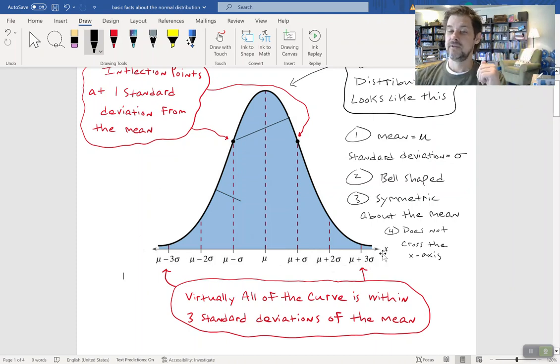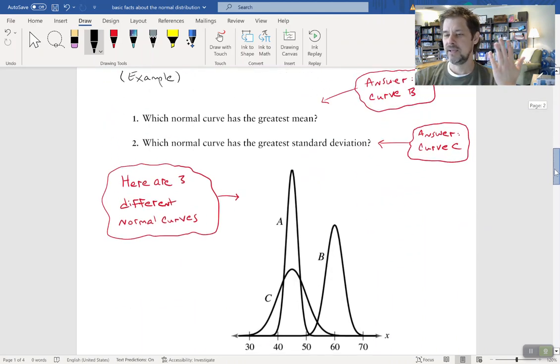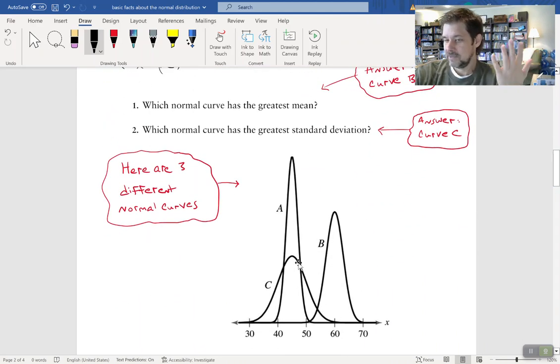So a curve that's wider is going to have a larger standard deviation, and a curve that's narrower is going to have a smaller standard deviation. So even though I can't really get any numbers from this very well, curve C appears to be the widest and therefore has the greatest standard deviation.